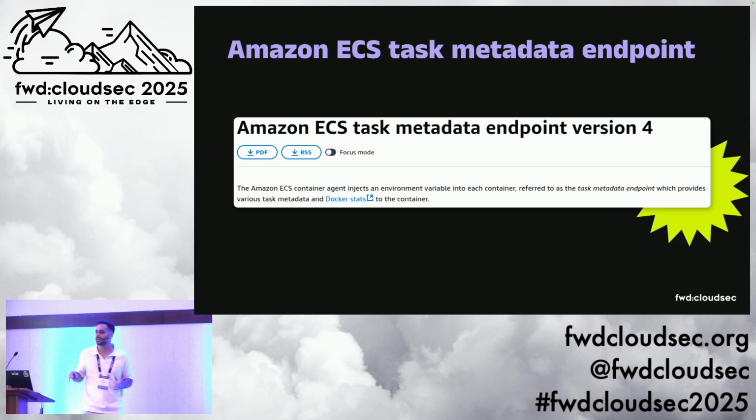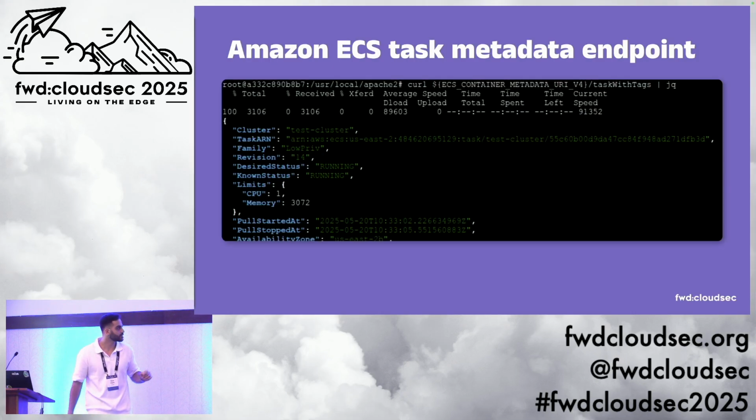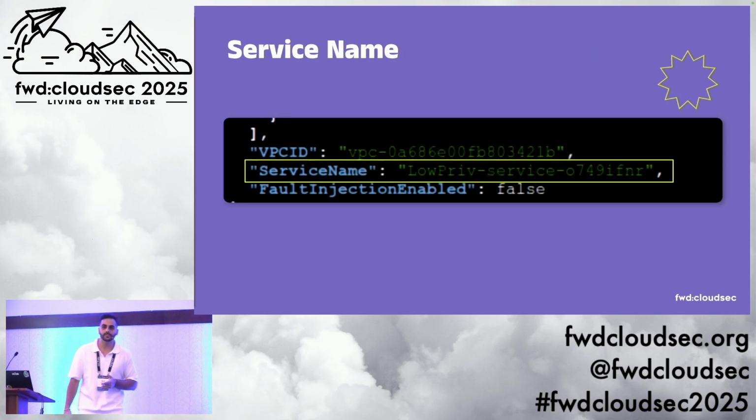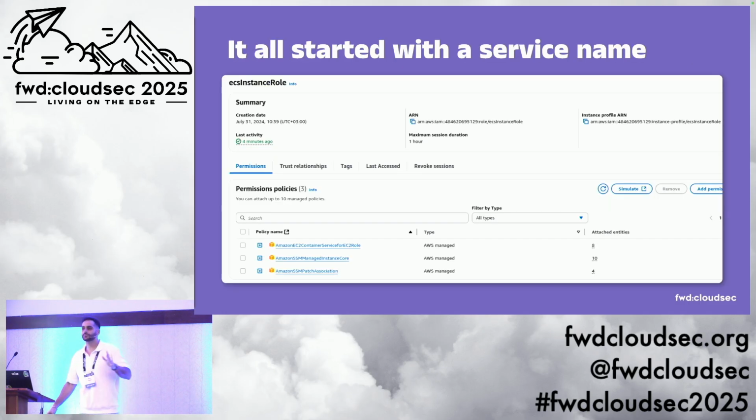So I started digging online, and I found this endpoint called ECS Task Metadata Endpoint version 4. It's a unique endpoint that the ECS agent exposes to each task running on the instance. It returns tons of useful information, like the task ARN, revision, and family, but most importantly, it returned the service name, which I really wanted. So here's where things got interesting.